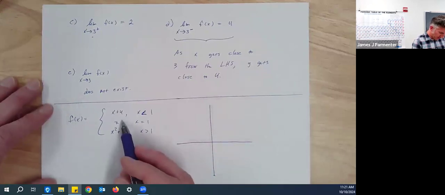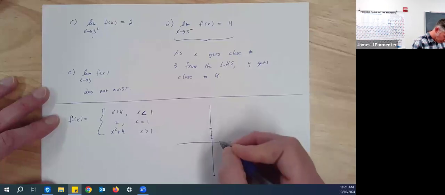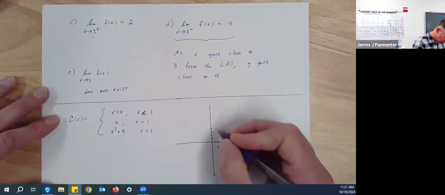So from the left-hand side, it's just the straight line y equals x plus 4. Gonna look vaguely like this.